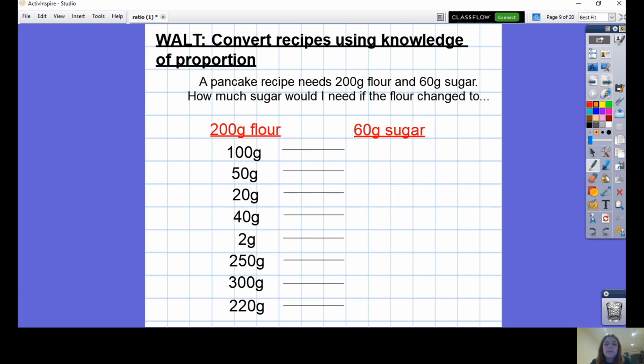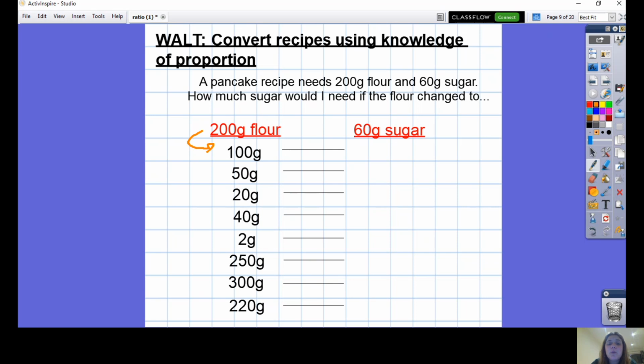So if we're converting recipes using our prior knowledge, remember, we can either go from left to right if that's an obvious calculation, or we can go from the original to the new. Let's have a look at this question then. Can I easily do 200 divided by something to make 60? Does 60 go into 200 if I counted in 60s? 60, 120, 180? No. So for this question, I'm going to have to use the other method where I'm going from 200 and working out this relationship.